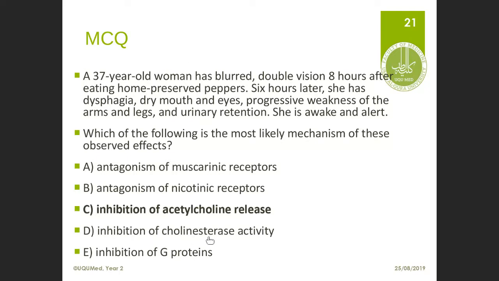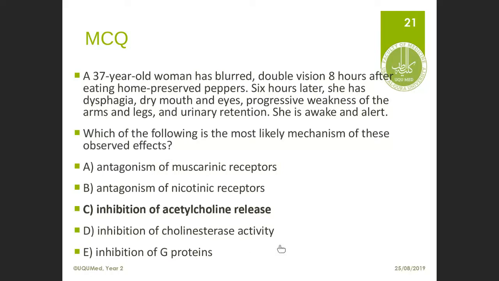Inhibition of cholinesterase activity. If there is more inhibition of cholinesterase activity, it means that there is more acetylcholine in the, yeah, G protein is actually some type of protein which activates cyclic AMP. It is not cyclic AMP.